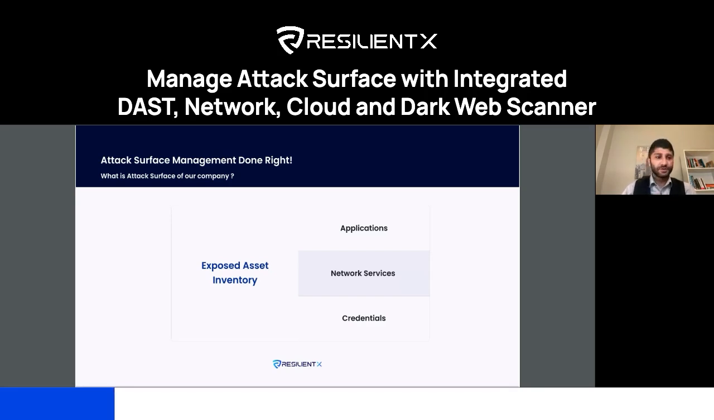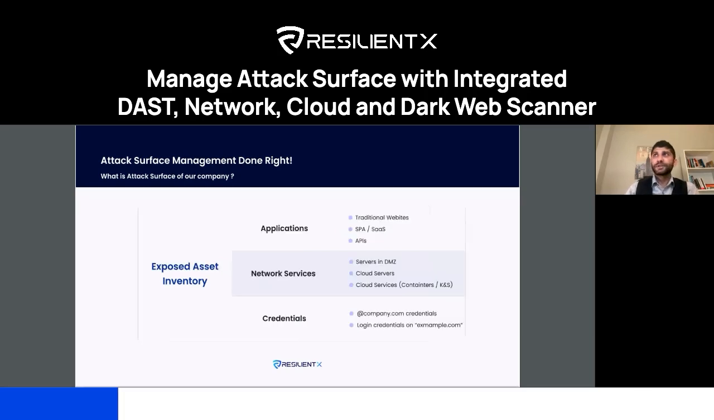There are a lot of tools regarding each one of these parts: a lot of tools regarding applications, a lot regarding network, and a lot regarding credentials. But what we are talking about here is essentially anything that we have exposed on the internet that can have an impact on our company.